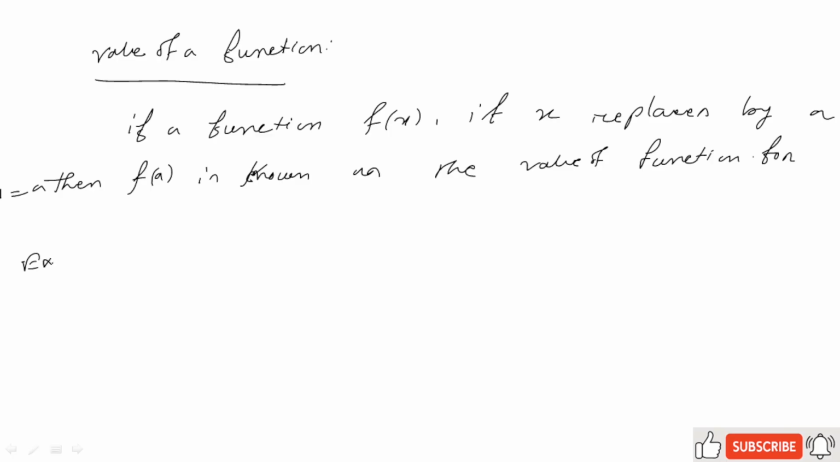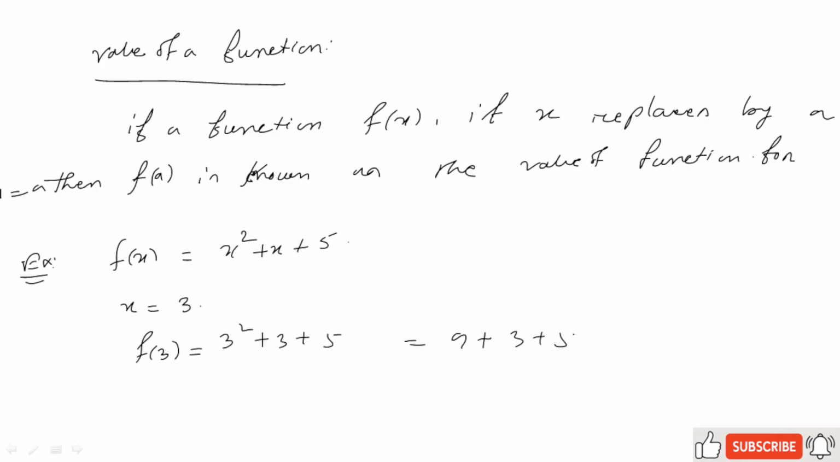Example, suppose a function f of x is x square plus x plus 5, and suppose x is equal to 3. Then the value of the function at x is equal to 3 is 3 square plus 3 plus 5, which is 9 plus 3 plus 5, 12 plus 5 is 17. This is the result of the value of the function.